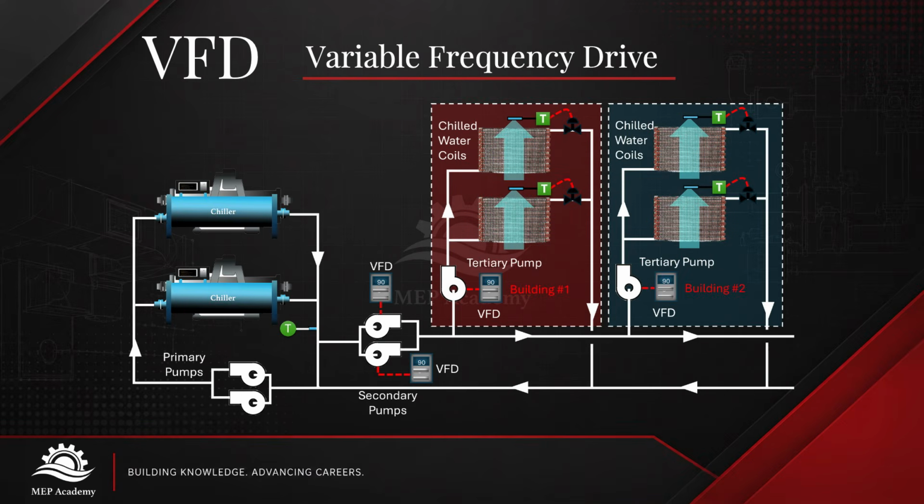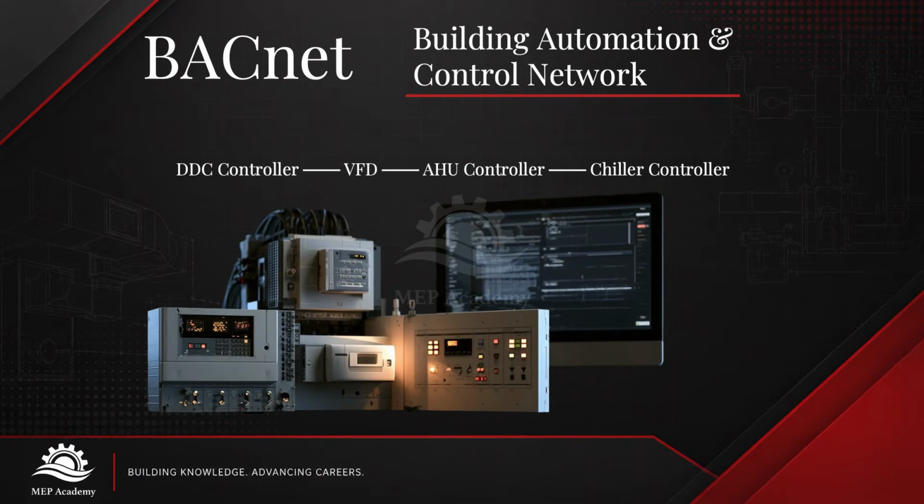Number 34. VFD, Variable Frequency Drive. A VFD controls the speed of an electric motor. In HVAC systems, they're commonly used on fans and pumps, allowing motor speed to change with system demand and significantly reducing energy consumption. Number 35. BACnet, Building Automation and Control Network. BACnet is a communication protocol widely used in building automation. It allows HVAC equipment and control systems from different manufacturers to exchange information and operate together.